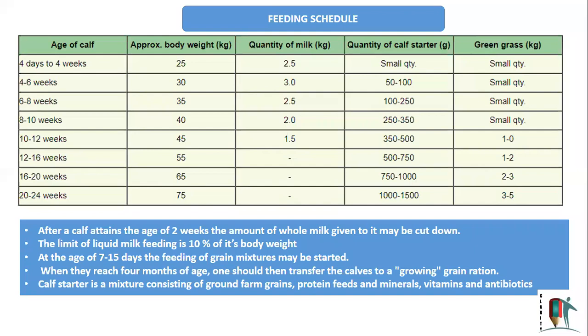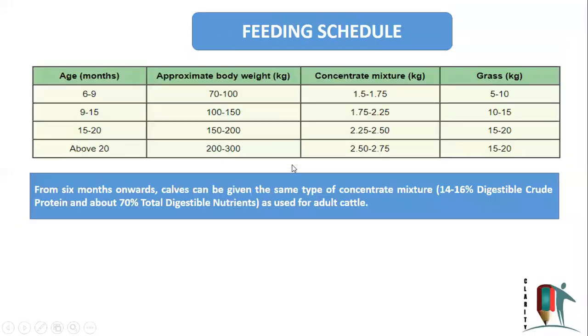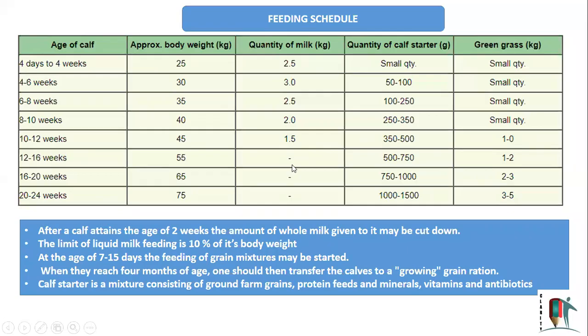For example, if you go through this schedule, you will see that the quantity of milk in kg for the calf, after 12 weeks, is reduced to 0. ठीक है, ये आपको पैटर्न देखना है इस तरीके से. After a calf attains the age of 2 weeks, the amount of whole milk given to it may be cut down. After 2 weeks, इसको cut down कर देना है. The limit of liquid milk feeding is 10% of its body weight. calf का जितना body weight होगा, उसका 10% हम उनको liquid milk देंगे.